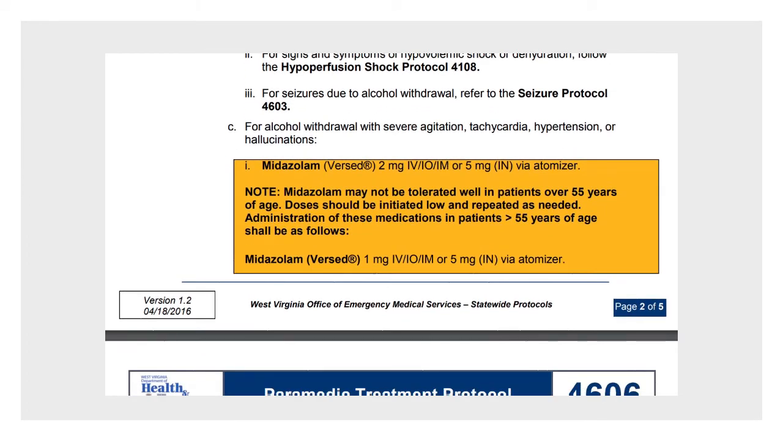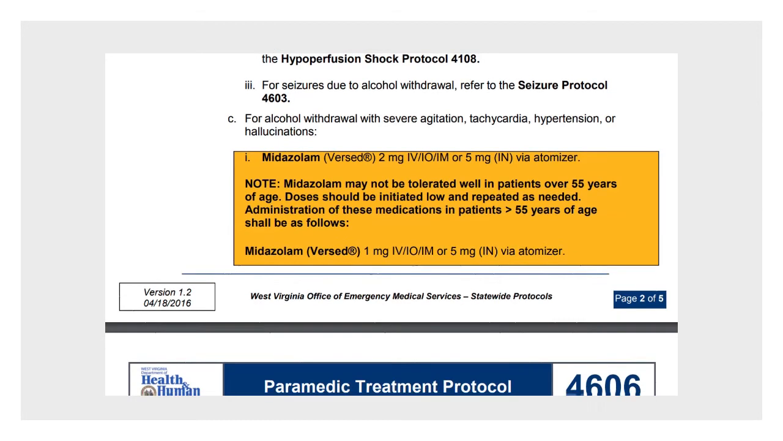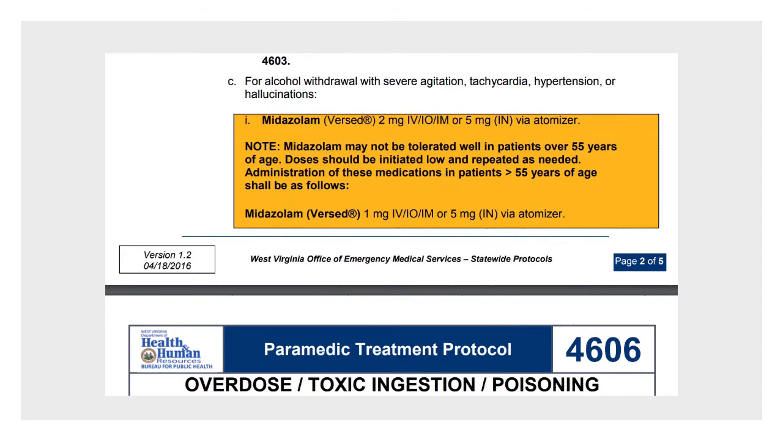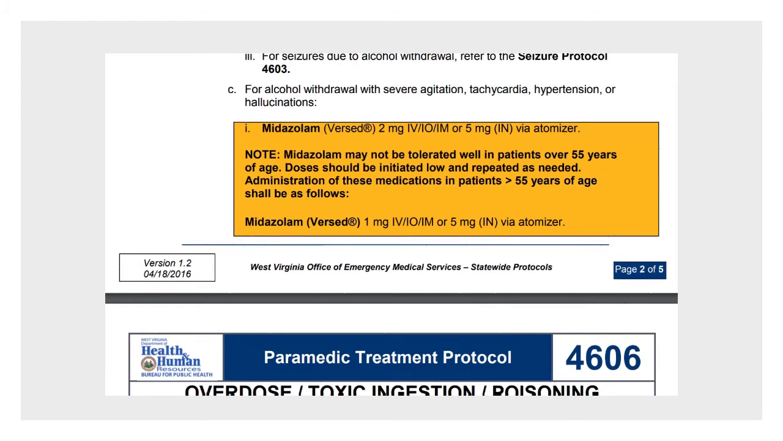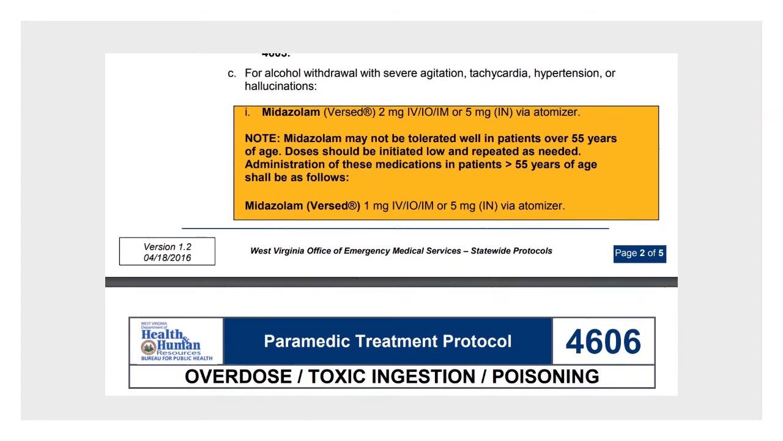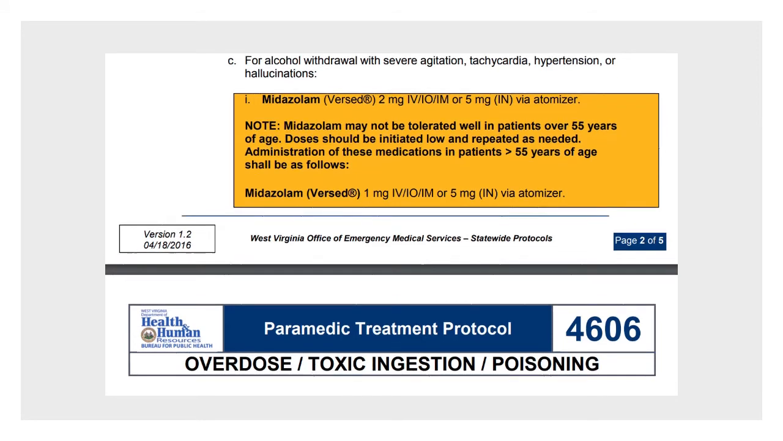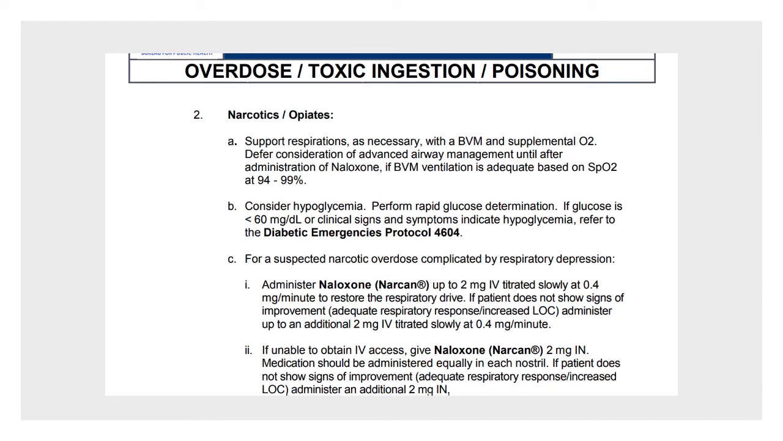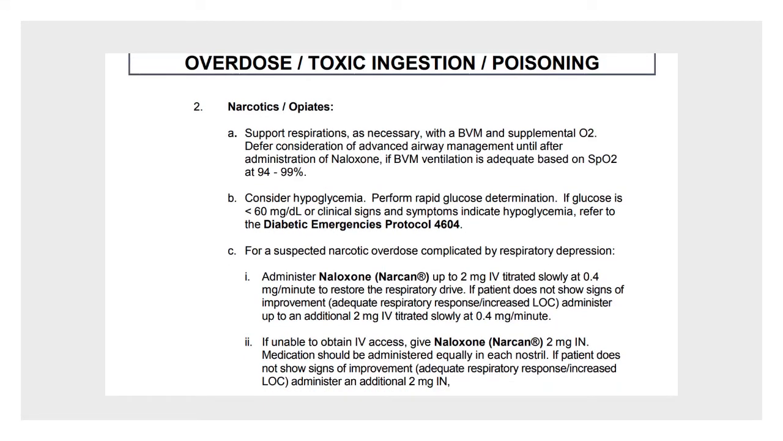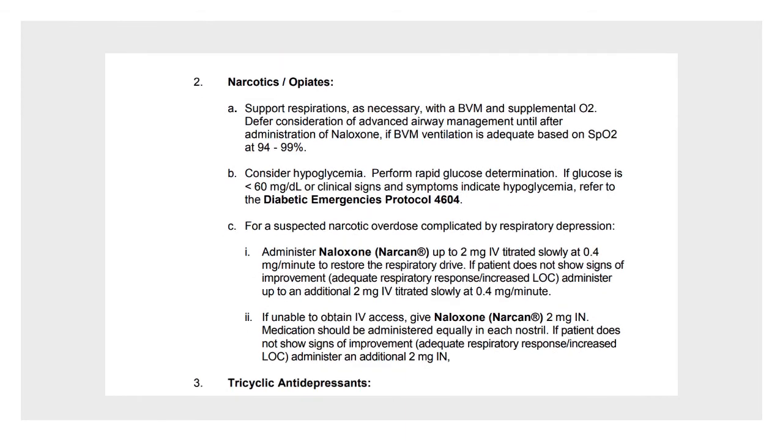If they're in seizures because of the DTs, treat for seizures, the same thing you do. If they're in severe agitation, having major tachycardia, hypertension, hallucinating, major psychotic issues, because most psychotic issues lead to tachycardia and hypertension, sedate them with Versed, 2 milligrams or 5 intranasally. If they're over 55, give them half a dose, 1 milligram or 5 intranasally. For narcotics and opiates, maintaining an airway is always a big thing with everybody. Check the blood sugar.